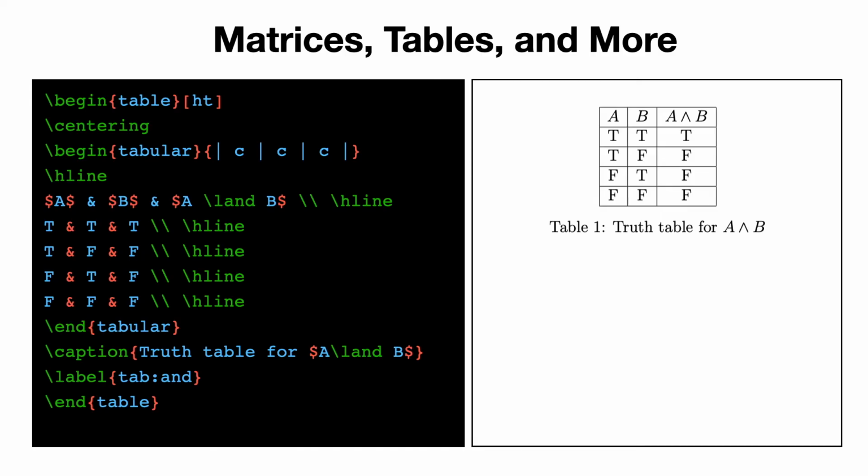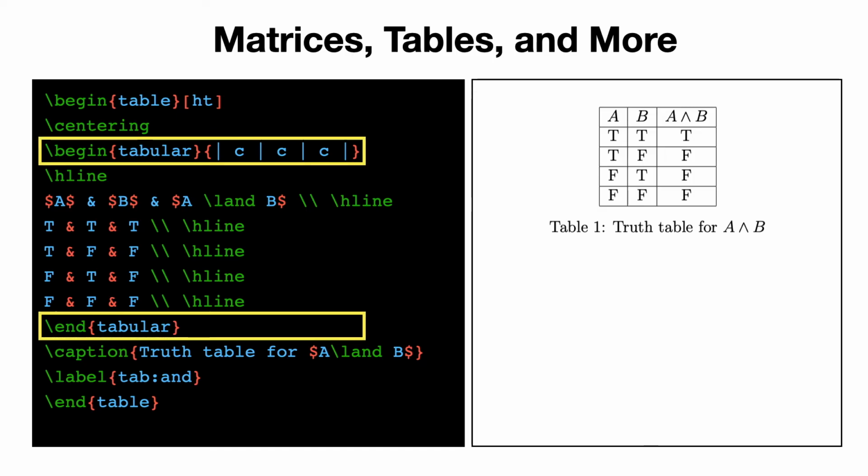There's a lot going on in this example here. Let me go through it slowly. Let's actually work from the inside out. We want to create, let's say, a truth table like this one on the right. We do that with the tabular environment.